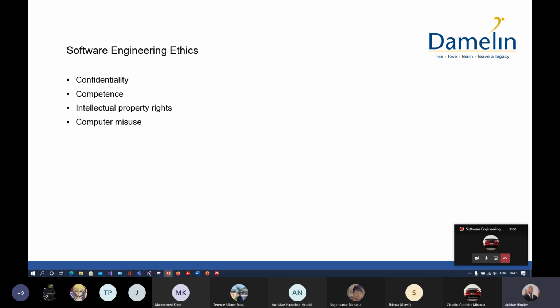And moving on, software engineering ethics. As a software engineer, you're expected to act ethically, of course, but they don't always do so. And the first one is confidentiality. So what does that mean?